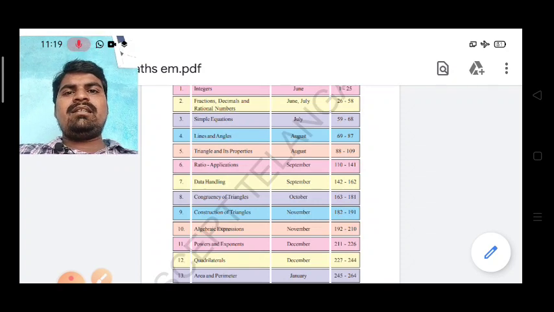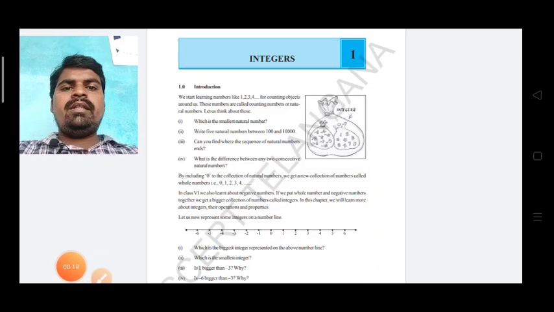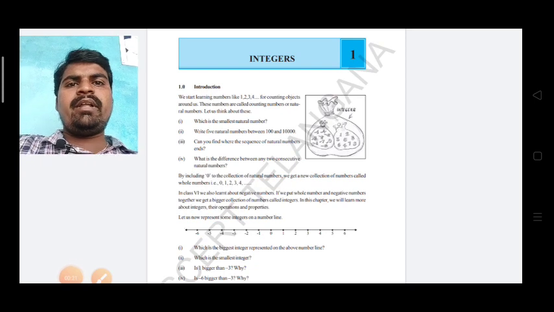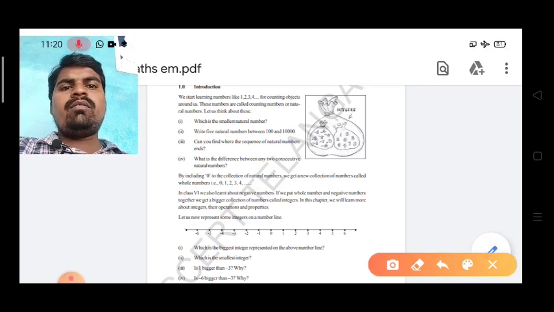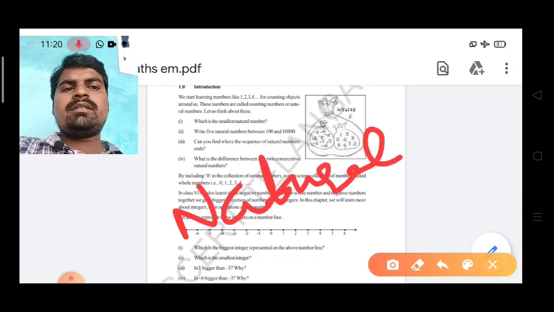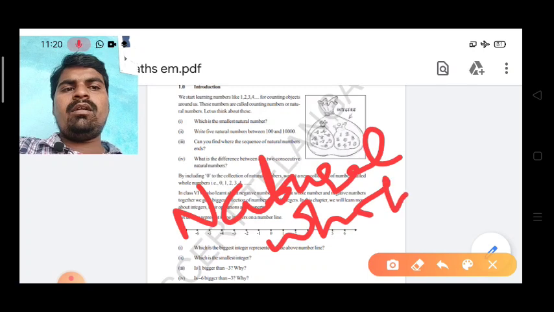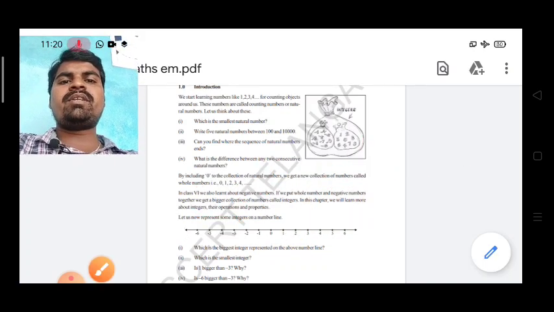In our 7th class, there are 15 chapters. So today we are going to discuss the first chapter, that is integers. In this chapter, you already learned about the number system. You know very well natural numbers and whole numbers, which we already learned in lower classes. Today we are first discussing number system definitions.